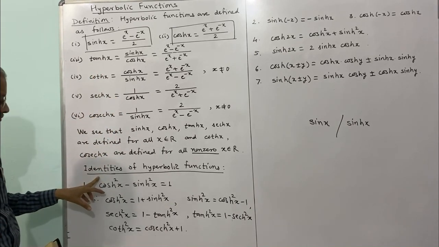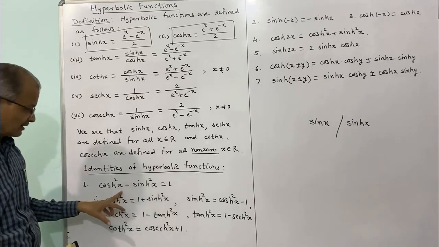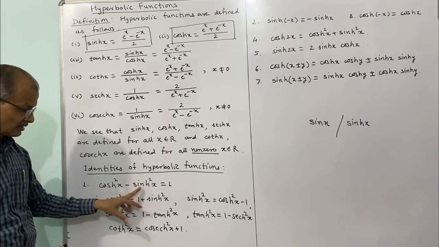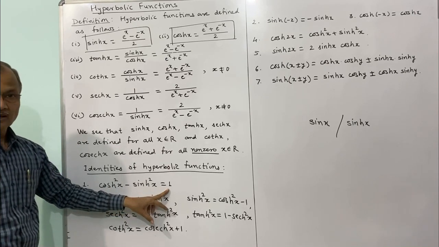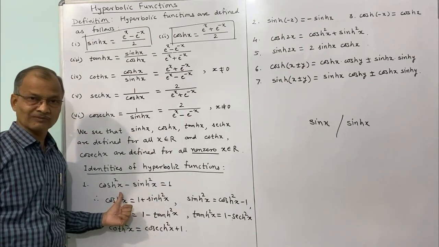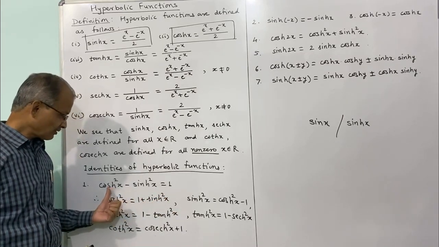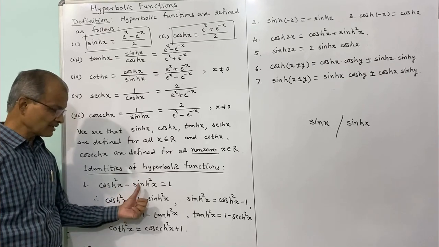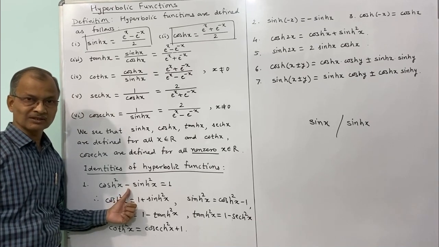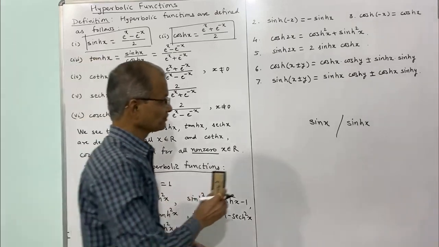So after this we shall now see identities of hyperbolic functions. Now I have written this identity: hyperbolic cos square x minus hyperbolic sine square x is equal to 1. Now what is the identity for circular function, trigonometric function? Cos square x plus sine square x is equal to 1. Here it is hyperbolic cos square x minus hyperbolic sine square x is equal to 1. There is a minus sign. For circular function it is a plus sign. Now why this difference is so, that we shall see.